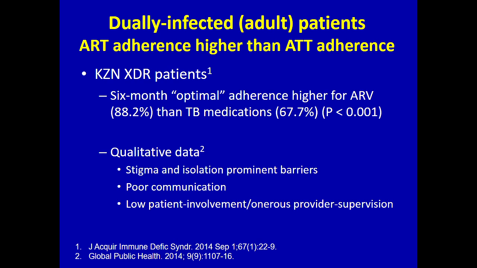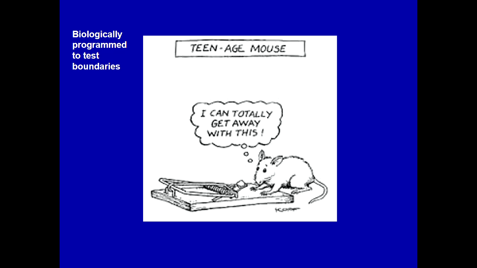Qualitative data from this cohort showed that stigma and isolation were big barriers to their adherence, and poor communication, which often manifested as getting good counseling when they first came in with their HIV infection about the importance of lifetime treatment, but not good enough counseling about the importance of maintaining adherence to their TB treatment even after they felt better. Also, patients' active involvement in their own therapy and their ability to communicate their needs to providers were problematic.